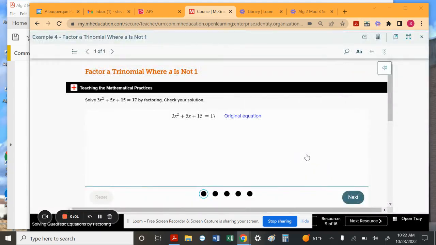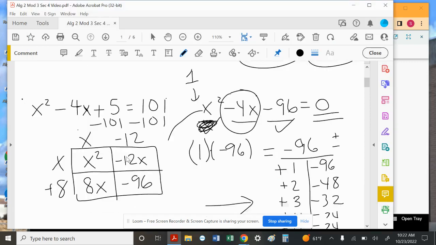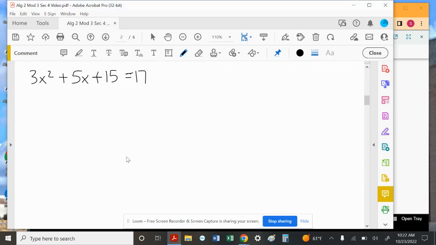Okay, so we are following along with the presentation in this section. Now we're going to be factoring a trinomial where we have a number in front of the x squared. So we're going to move on to that one. This one is definitely easier to use the box method, so I'm only going to do the box method. I'm not going to do the other one.